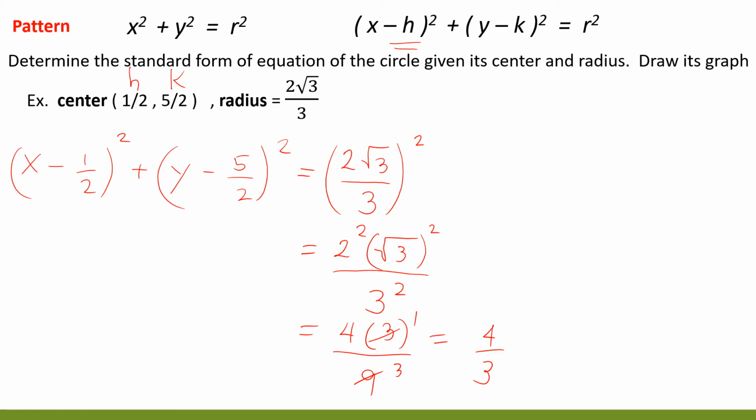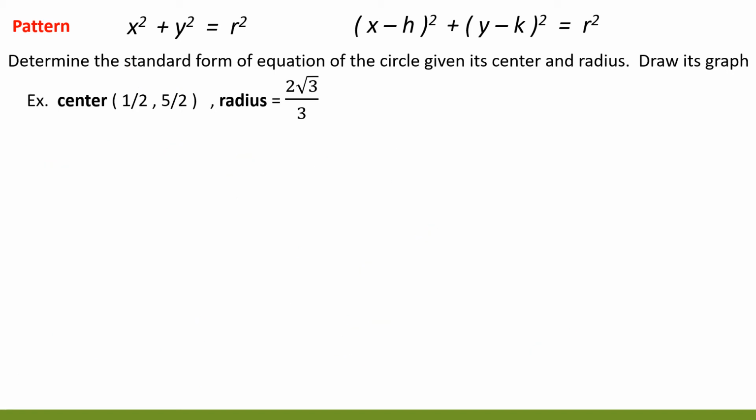Then copy your left hand side, x minus 1/2 quantity squared plus y minus 5 halves quantity squared. And of course, this is the standard form of the equation of this circle. And of course, our problem is done again. Now, let's plot again on the Cartesian plane our given center and radius.